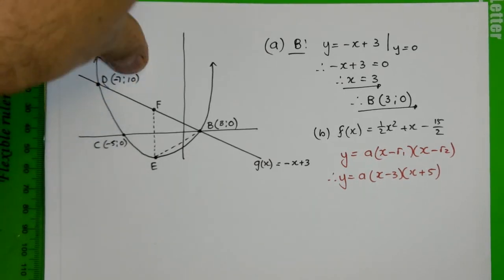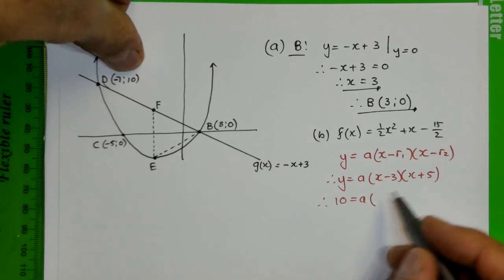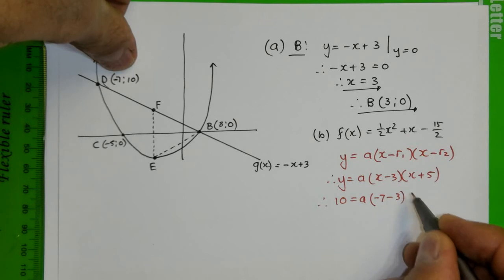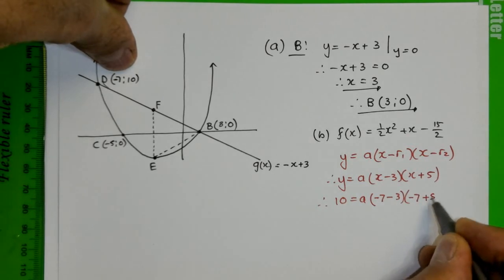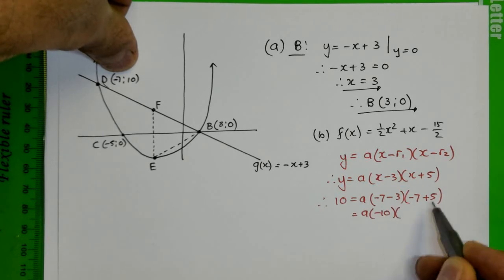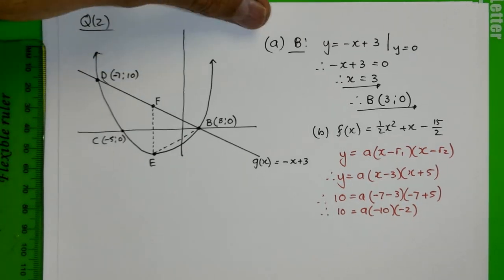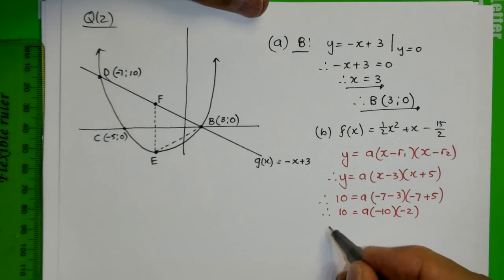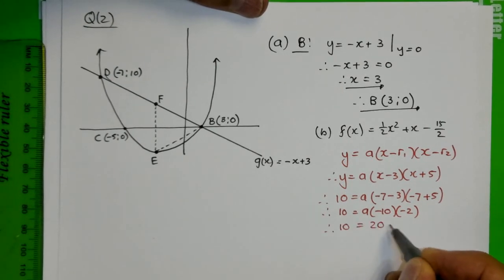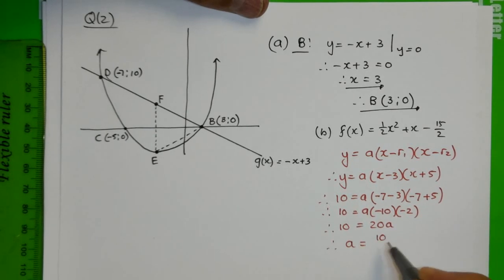Okay, then we take the other point in. The y value is 10, so 10 is equal to a times, the x value is minus 7, then minus 3. That x value is also minus 7 plus 5. So this gives you a times, that is minus 10 times minus 2, which is indeed 10. So we're very close to finding the value of a. This gives us a positive 20, so you get 10 is 20 times a. Now please remember this is not 2, you're dividing the 20. So what is the value of a? A is 10 divided by 20, and that is a half.